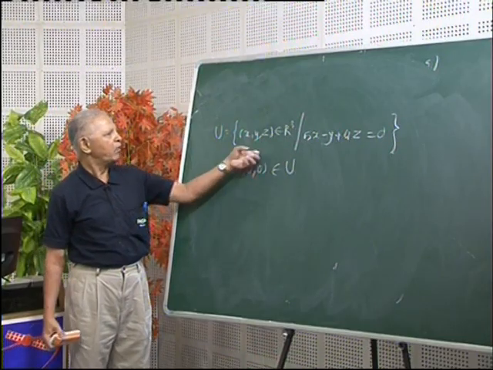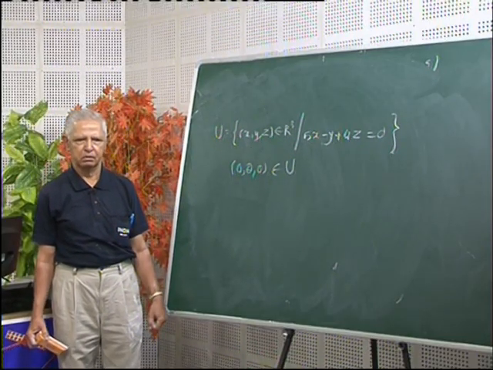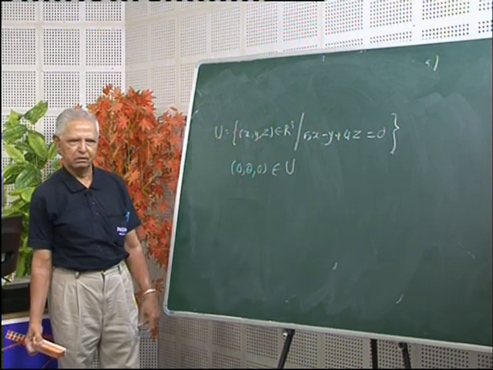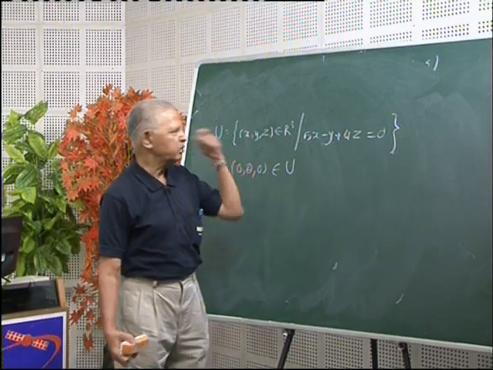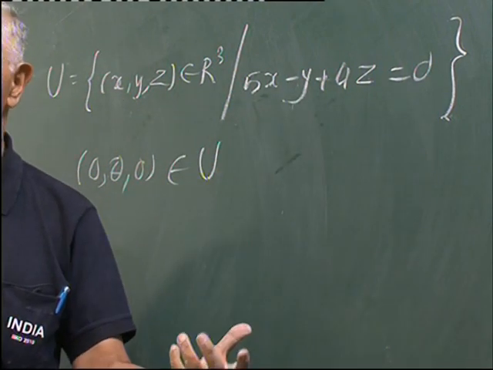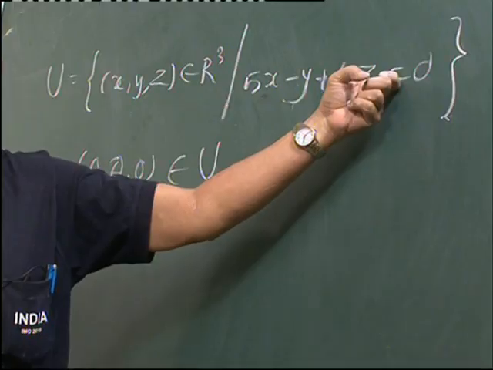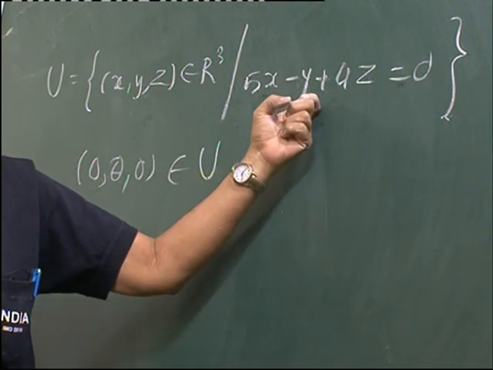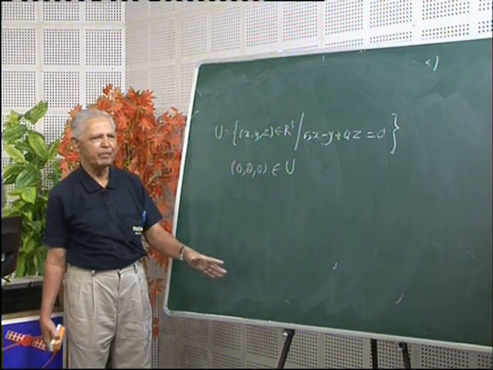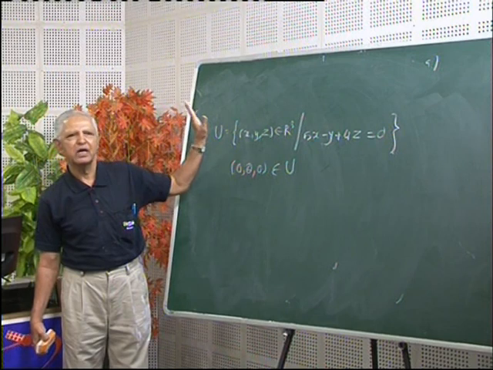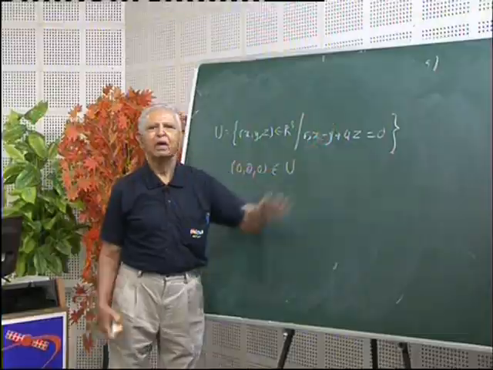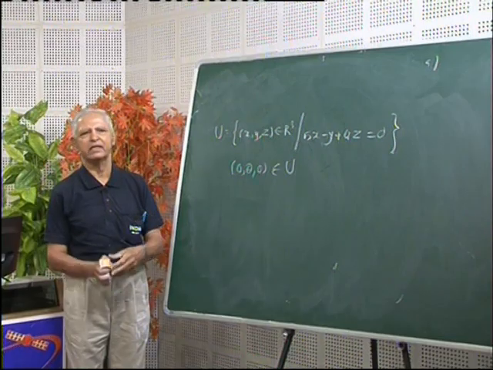Now, what is the geometrical representation of this? In solid geometry, we have studied that any equation of the first degree in x, y, z represents a plane. Here the constant term being 0, this represents a plane passing through the origin. So, in 3 dimensions, a subspace represents a plane. It represents a straight line also.